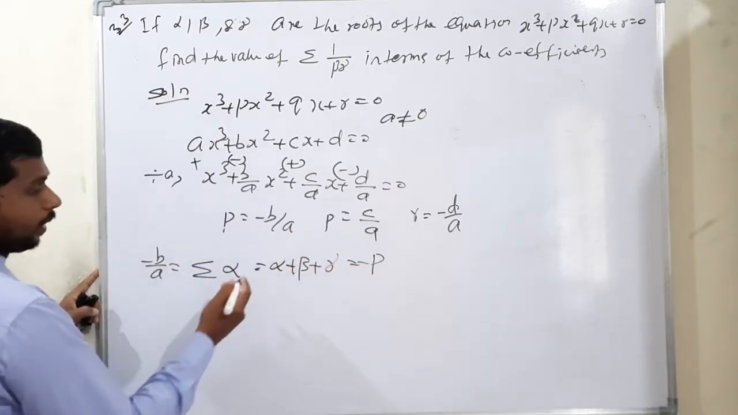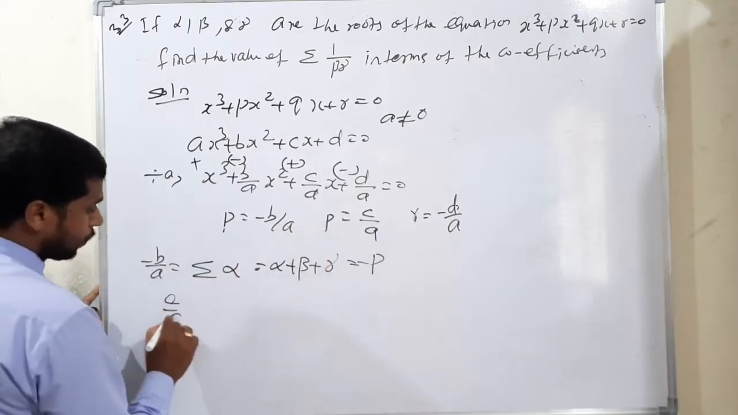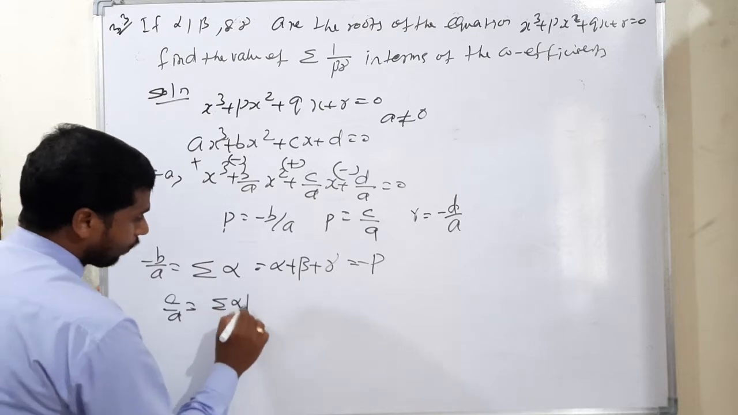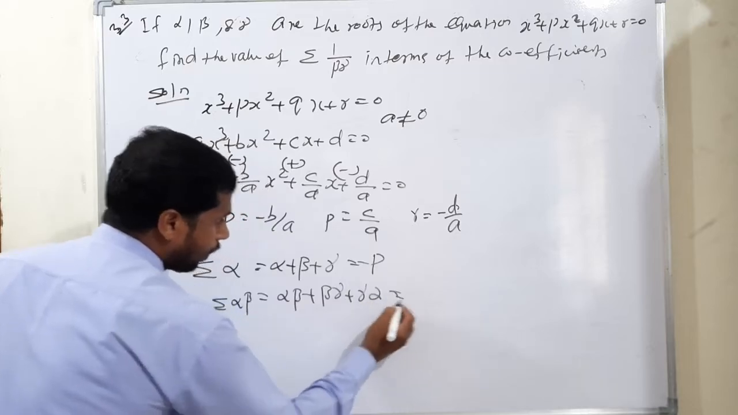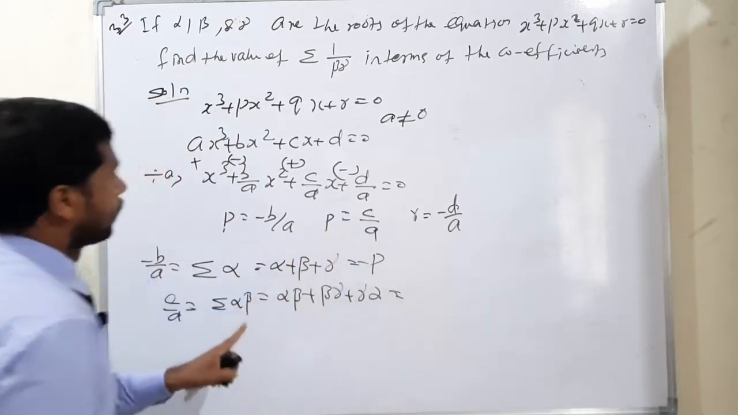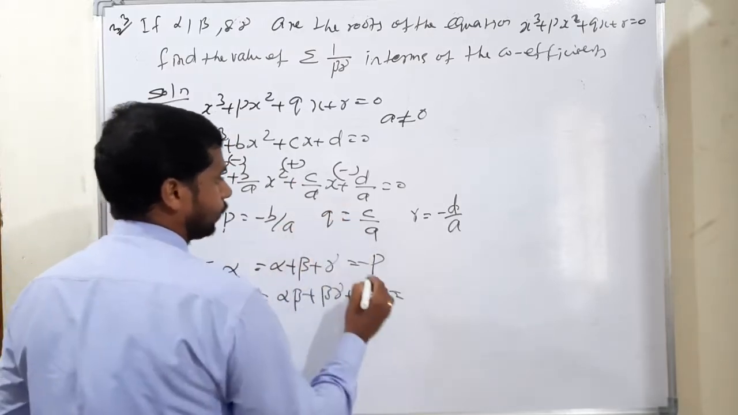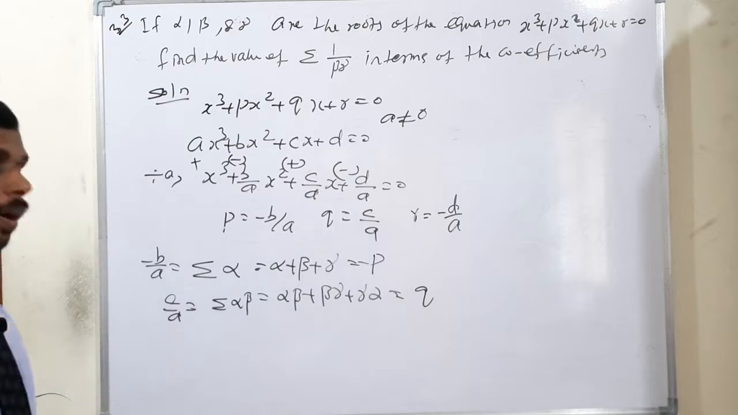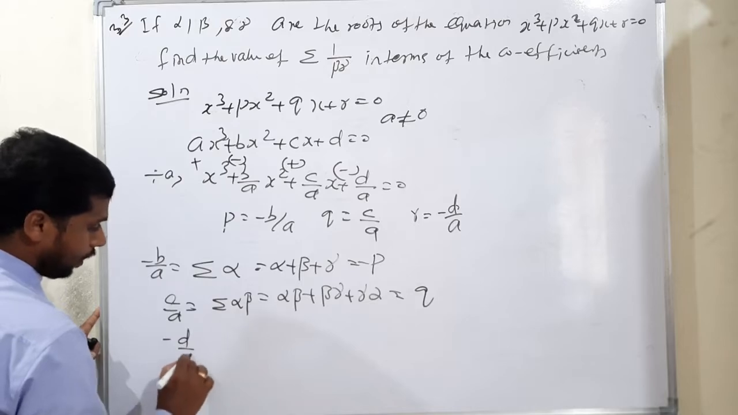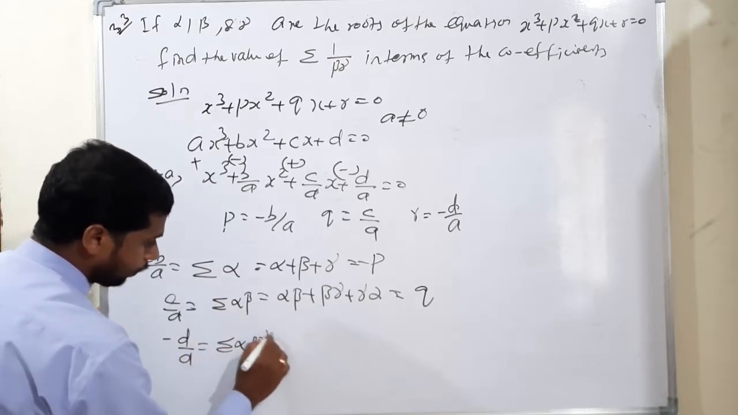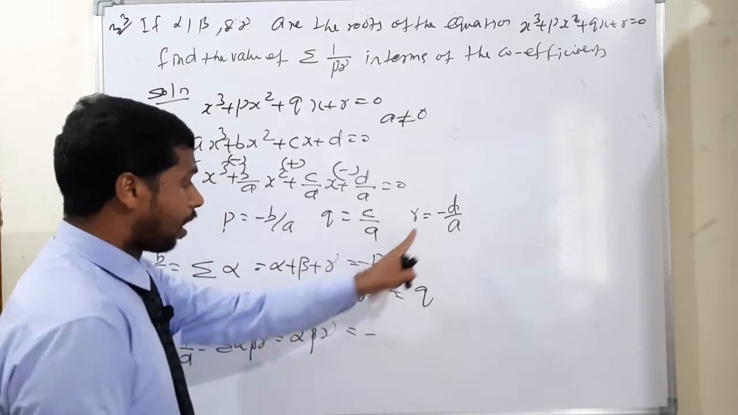Next, the sum of the products of the roots taken two at a time is c by a. So the summation of alpha beta, that is alpha beta plus beta gamma plus gamma alpha, is equal to, here starting with p, then here q. This is actually q. Then the product of the roots taken three at a time, minus d by a, is alpha beta gamma. Therefore this is minus r.